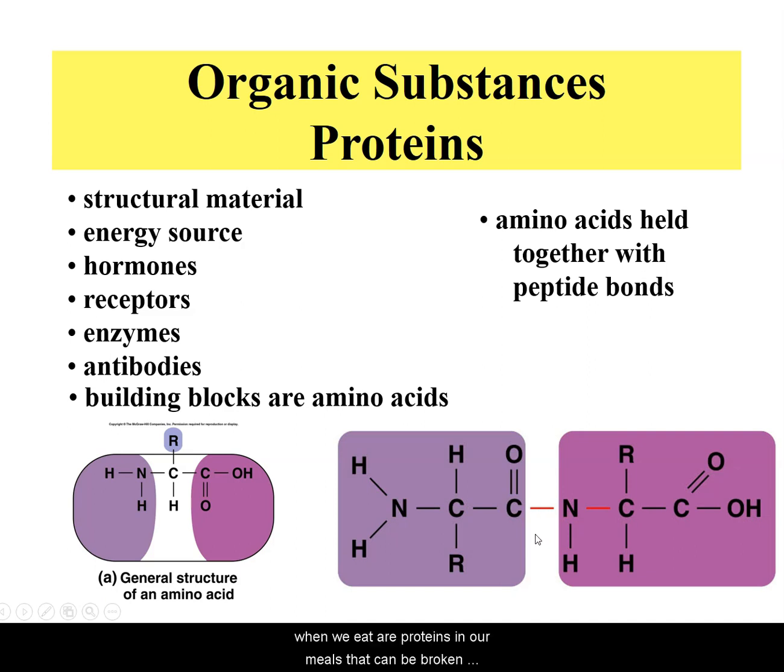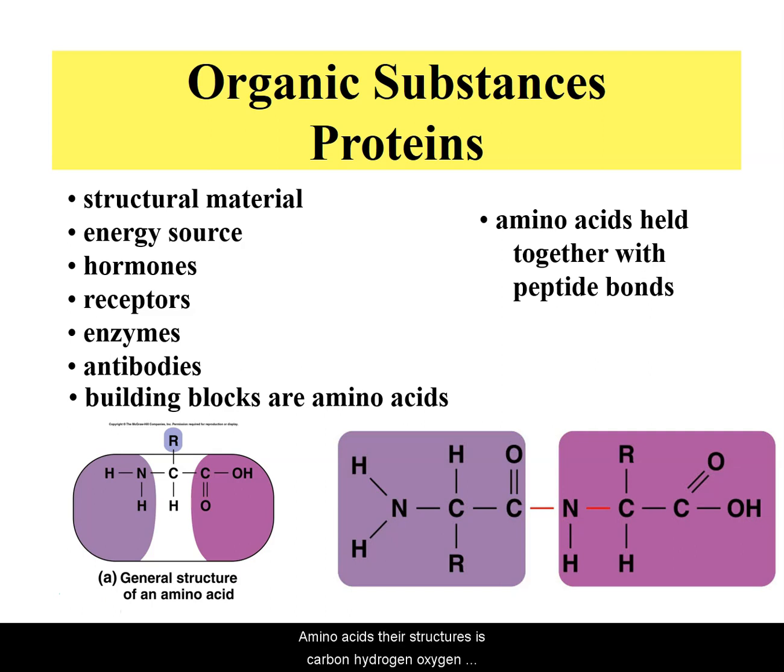So when we eat our proteins in our meals, it can be broken down into polypeptides. A polypeptide is a long string of amino acids. A protein is a long string of amino acids. And then down to a di, which means two amino acids, down to the amino acids. So proteins are made up of many long strings of amino acids. Okay, amino acids, and when we have two amino acids, that's called a dipeptide.